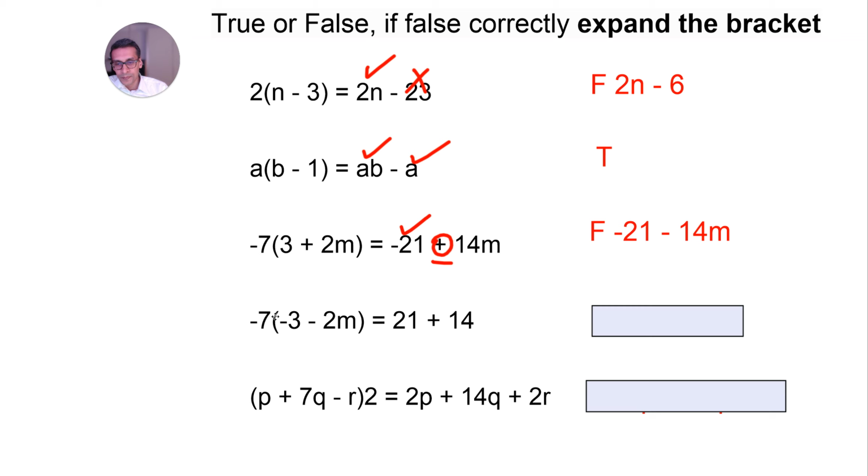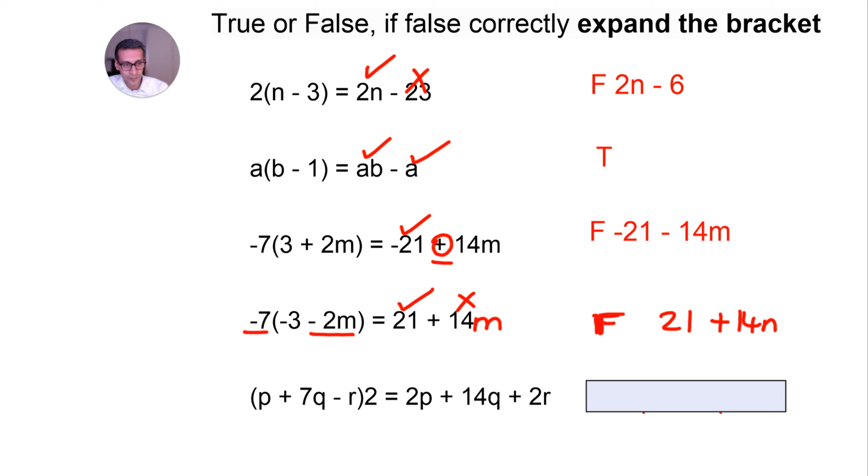Okay, next one. Hopefully you spotted the mistake if there is one. Negative 7 times negative 3 is positive 21. That's great. Negative 7 times negative 2m is positive 14. Now there should be an m as well, so that's false because of the missing m. That should say false there. So it should be positive 21 plus 14m.